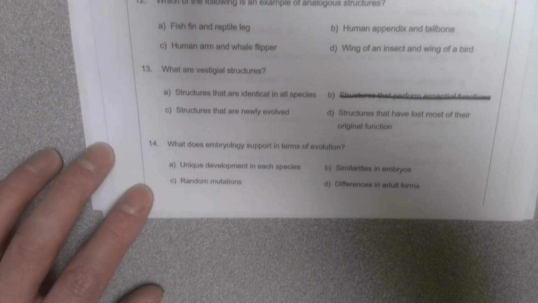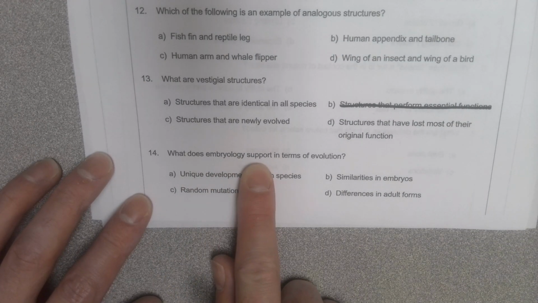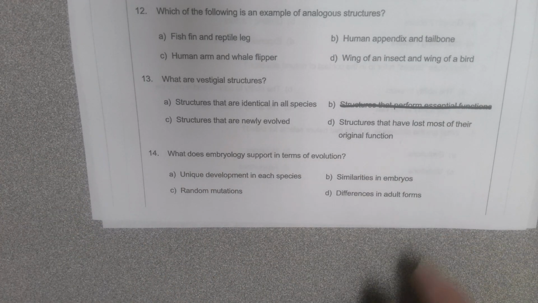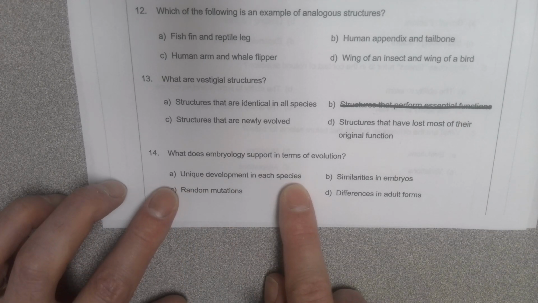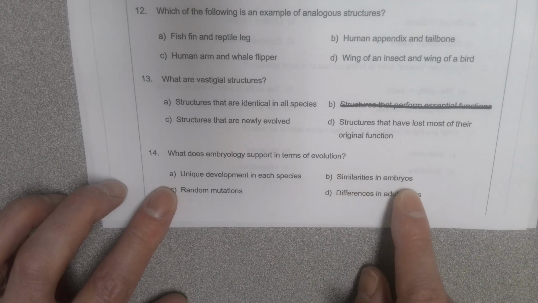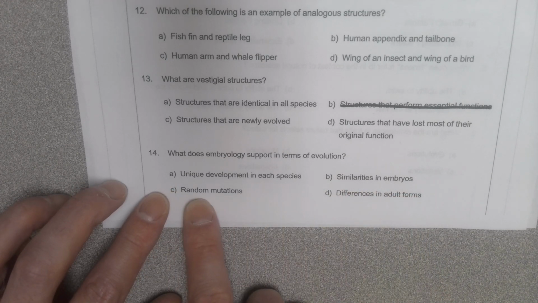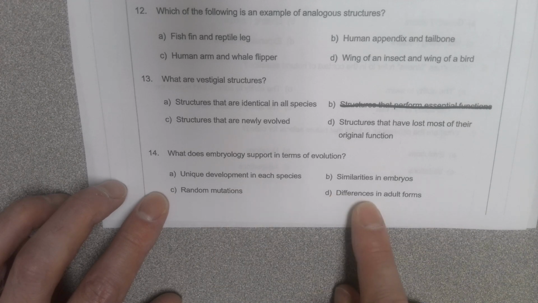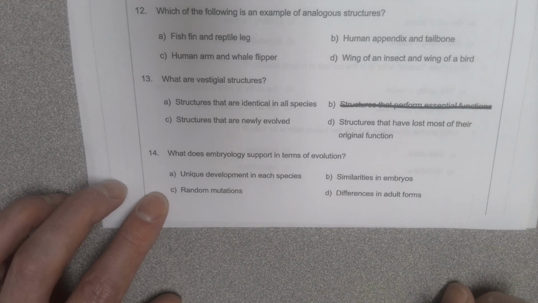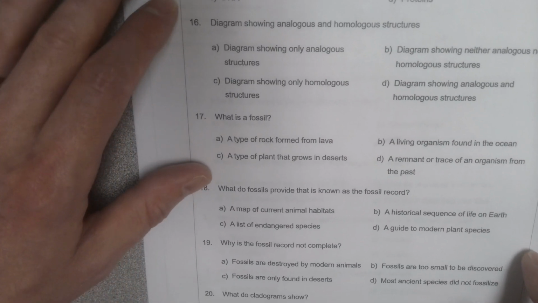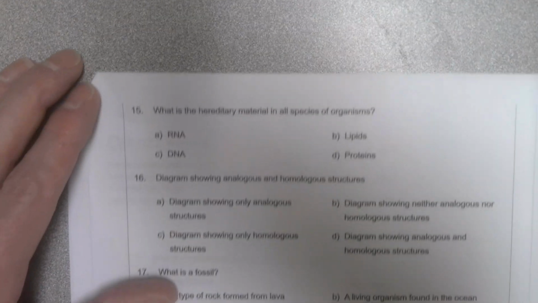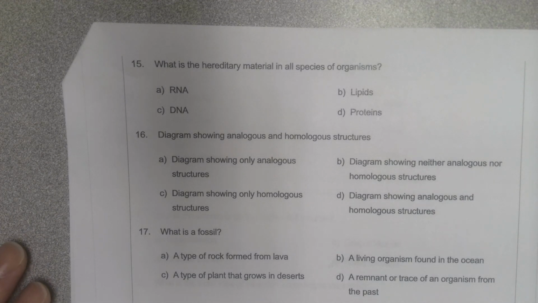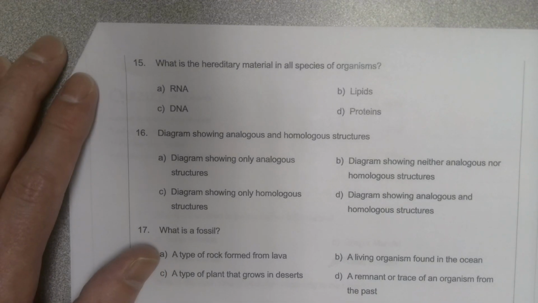Number 14. What does embryology support in terms of evolution? A. Unique development in each species. B. Similarities in embryos. C. Random mutations. Or D. Differences in adult forms. All right, we'll flip the paper over and jump into number 15. This is the last few questions you've got here, so hopefully you've done a good job, and make sure you go back and check and make sure you bubbled correctly, because I'll be collecting your bubble sheet to grade.